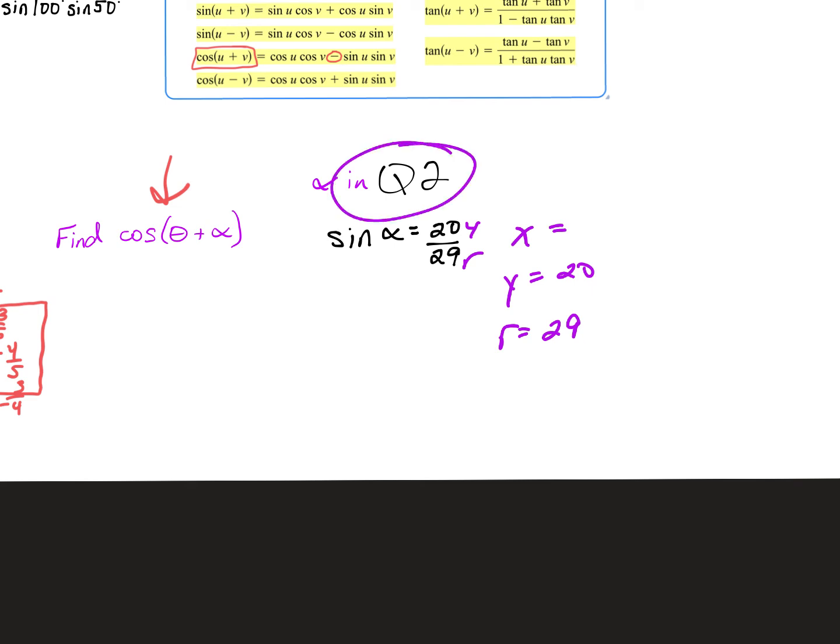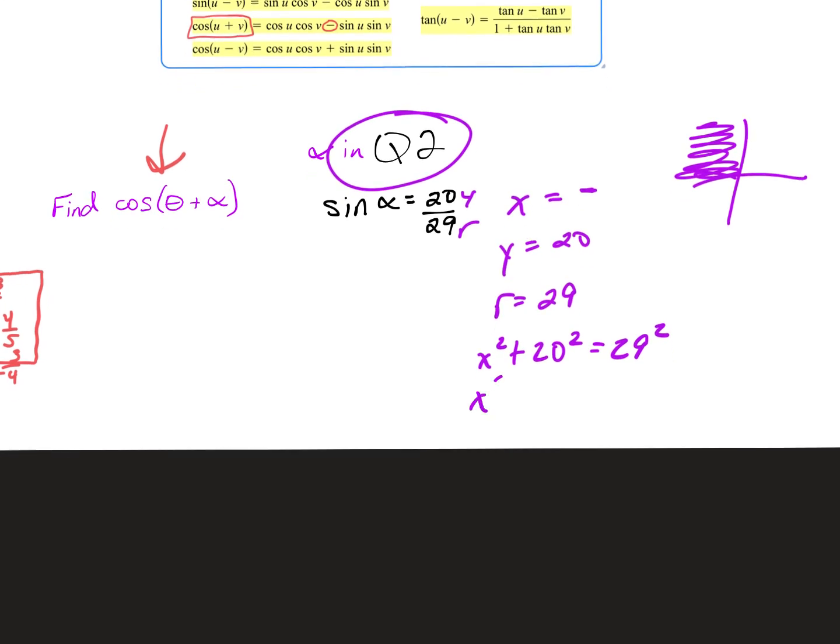Now, where does this angle lie? So look, if I am over here in quadrant 2, what do I know the x value is? Negative. If you guys forget that, you're going to get this question wrong. So now I'm going to use my Pythagorean theorem. I have x squared plus 20 squared equals 29 squared. X squared plus 400 equals, I think, 841?